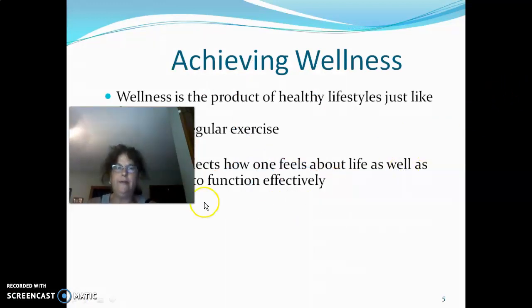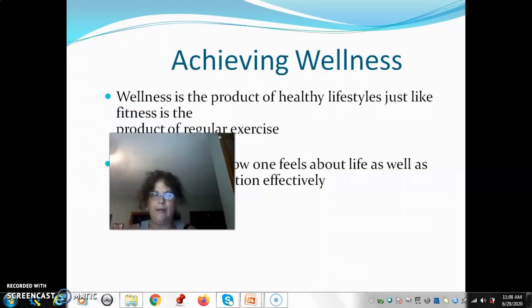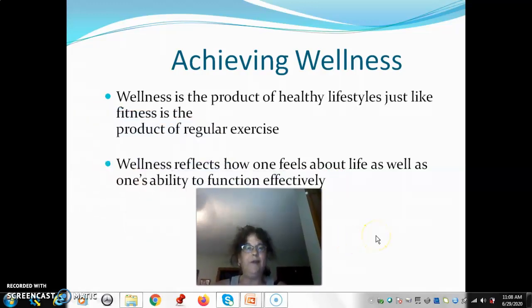So achieving wellness is a product of a healthy lifestyle. Just like fitness, which we'll talk about next week, you have to exercise in order to be fit. In order to have wellness, you have to lead healthy lifestyles. And also, wellness is a perception of how you feel about your life, as well as your ability to function effectively in a constructive manner. So it's not other people saying, "Oh, I don't think she has very good social wellness." But if you feel like, "Oh yeah, I'm happy, I feel involved, I don't feel lonely," then that's what's important, your feelings about your wellness.